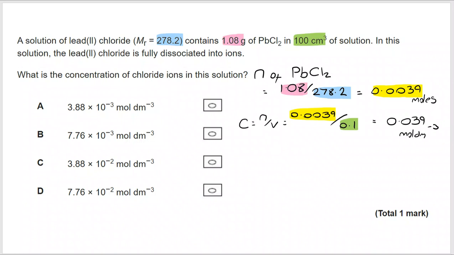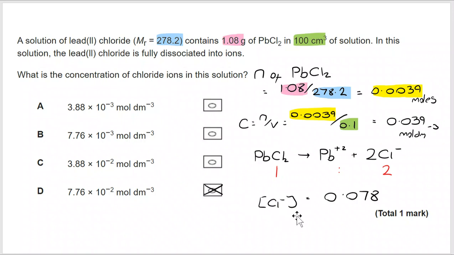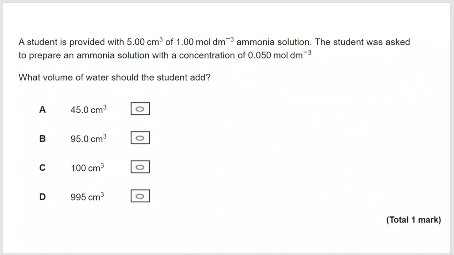But we're still not there. That will take us to answer C, but we've not finished yet. Because actually we don't want to know the concentration of lead chloride, we want to know the concentration of chloride ions. We're told that the lead chloride is PbCl2. If that dissociates, we get 2 Cl- ions for every PbCl2. So from that 1-to-2 ratio, we can actually see that the concentration of chloride is the 0.078. And that's rounded slightly differently from the calculation, but correct answer D. On to the next question.